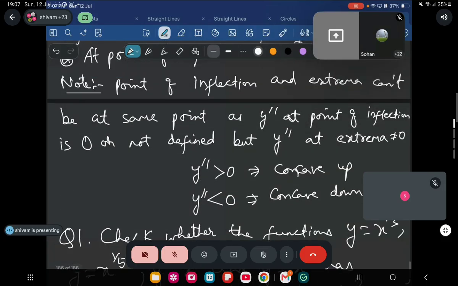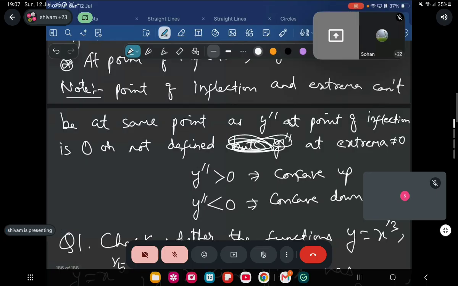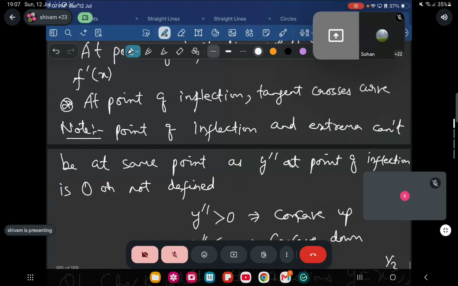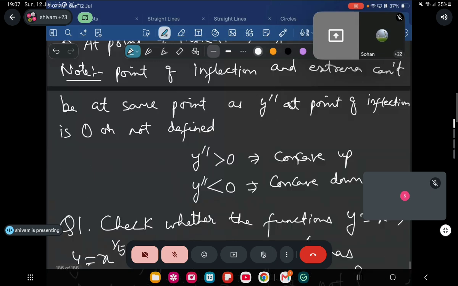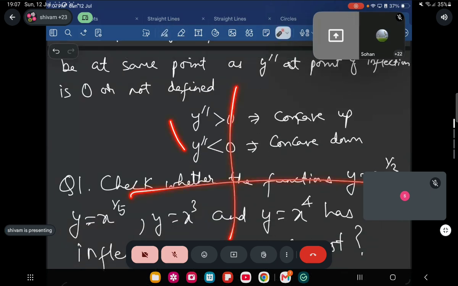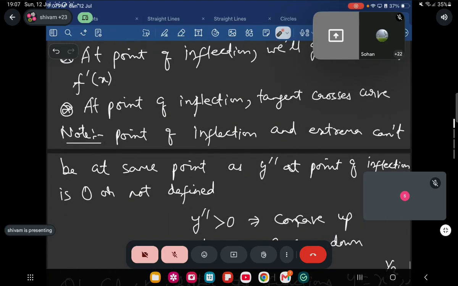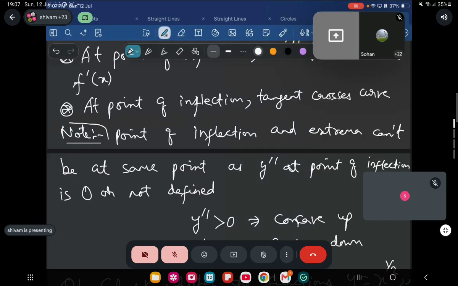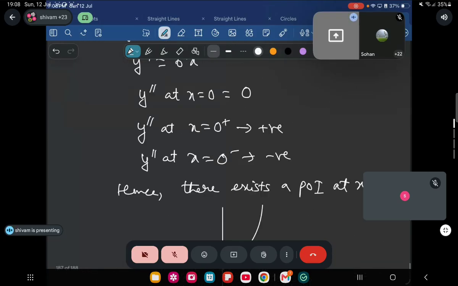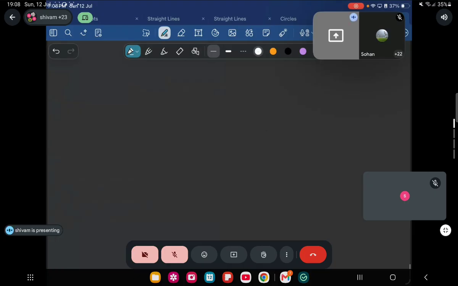Wait. Leave this out. It is not defined. Yes, y double prime is not equal to 0 at extrema. What about y equal to x to the power 4? It does not have a point of inflection, but at extrema, double derivative is equal to 0. This is for only this case. When there exists a point of inflection, then we can state that. Pay attention.